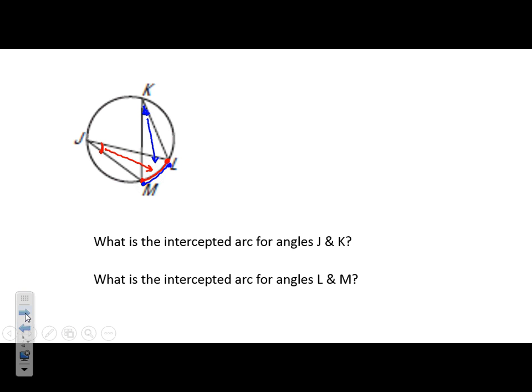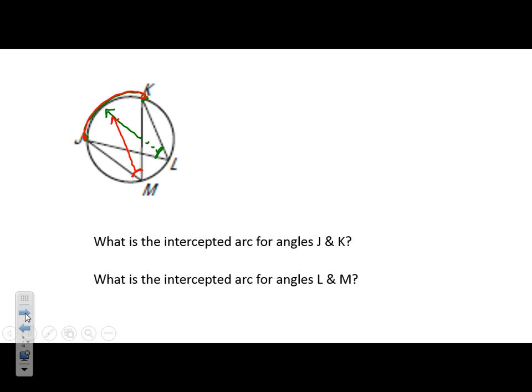What about L and M? Angle L and M, similar idea here. Let's take angle L. Oh, sorry, I marked the wrong one. Angle L right here. If I look across from him, that's J to K is his arc. Now if I do the same thing for M right here, and I look across from him, same idea. Because they're across from the same arc, that means they're going to be the same size angle.